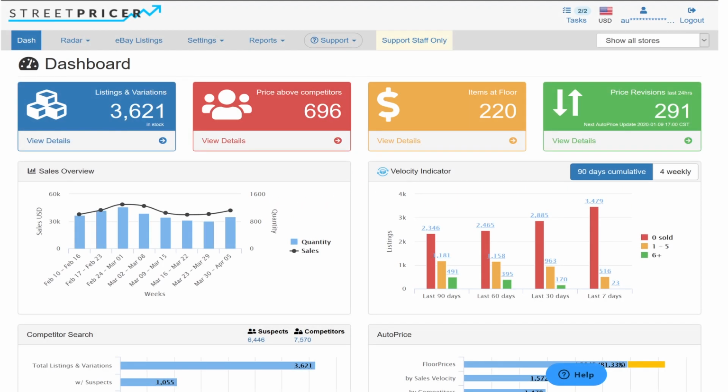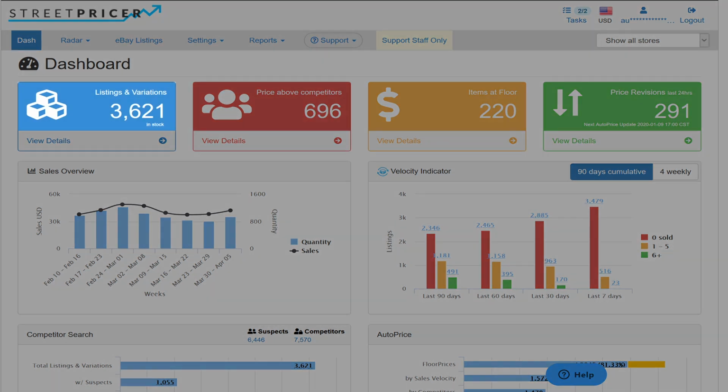The StreetPricer dashboard. Before we start, let's take a look at the StreetPricer dashboard. Starting from the left, we have the number of listings and variations. If you use multi-variations on eBay, each individual variation is considered a separate item in StreetPricer because each variation can have its own pricing and product code, but we only count the ones you have in stock.